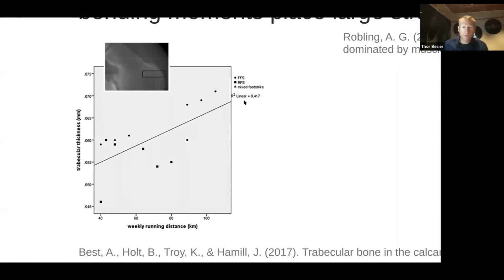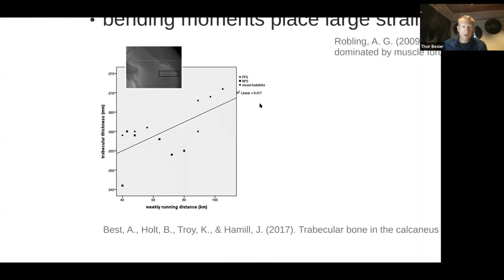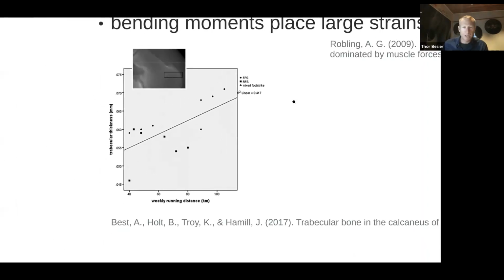What's also interesting to note is that this group of people up here are forefoot strikers, and these people down here are rear foot strikers. Now, it could be that their forefoot strike is actually leading to greater stresses in the calcaneus due to the muscle forces and the tension in the Achilles tendon. But there's a confounding factor here, right? Because these people are also running further.